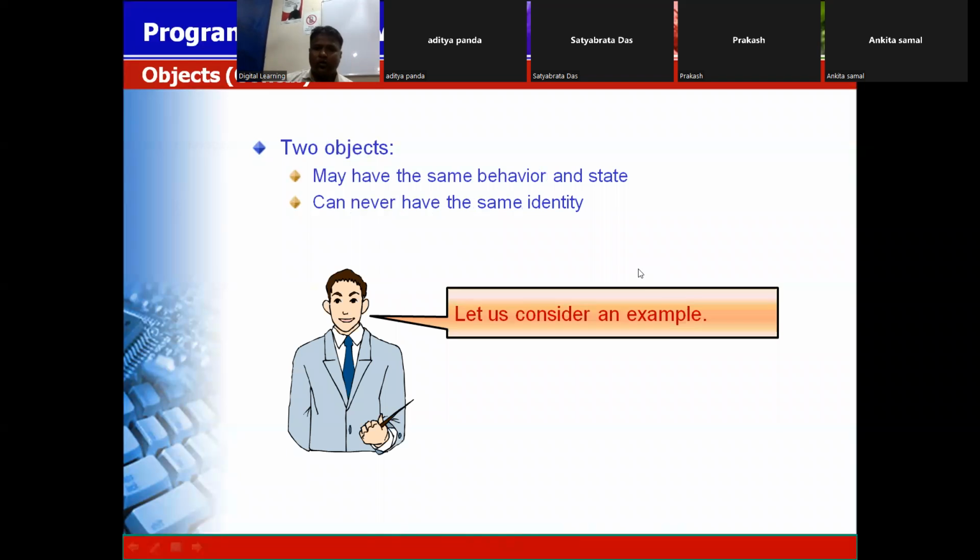Yes, sir. Two objects may have the same behavior and state, but can never have the same identity. Like if two friends go to a shop and purchase two mobile phones, everything is the same, but the IMEI number is different.